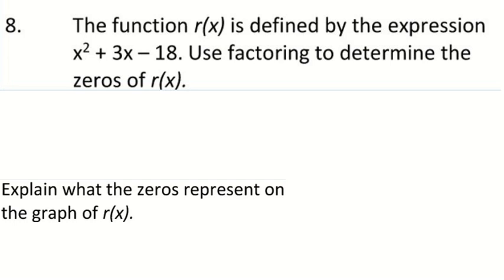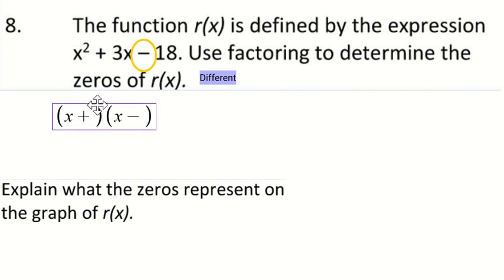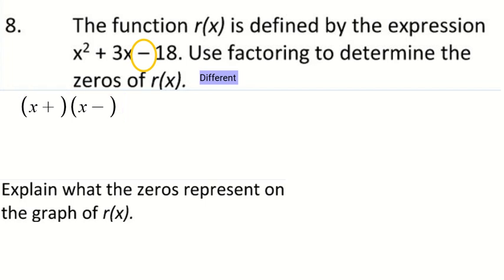Alright, so we have a function and it's defined by this expression. And we want to use factoring to determine the zeros of the function. So, first thing we notice when factoring is this sign right here. The second sign, it's a negative. That means that the signs are going to be different. It'll be in this way: x plus and x minus, being two binomials.